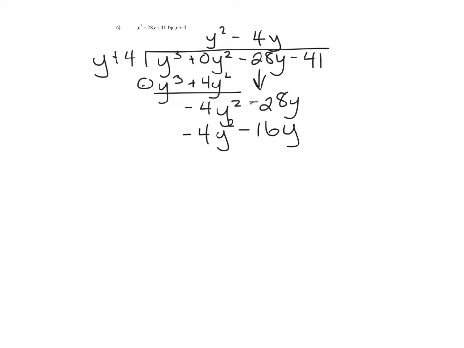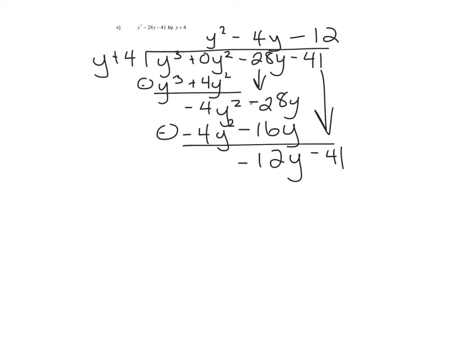There's a squared on here. And I end up getting negative 28 minus negative 16. That'll be negative 12y. Bring this down. Number that multiplies would be negative 12. Multiply that, negative 12y minus 48. Subtract that, and I get 7.